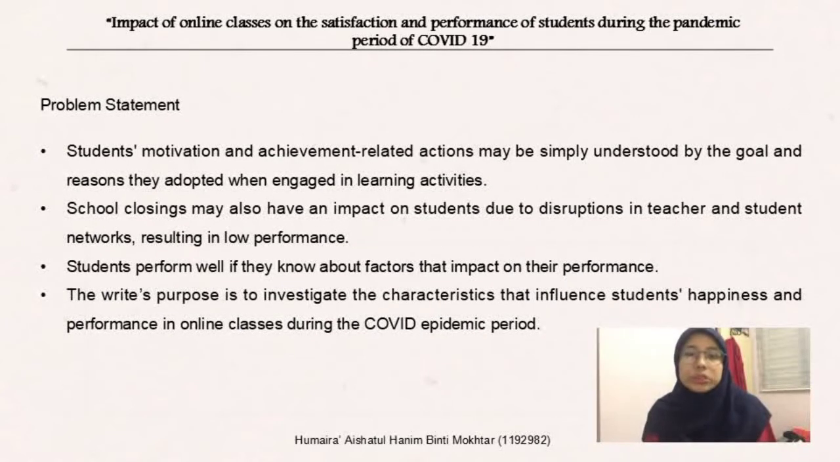According to this journal, the writer named Gopal developed a theoretical framework, which is the achievement goal theory, which was introduced in the late 1970s by 4 researchers named Carol Ames, Carol Dweck, Martin Maehr, and John Nicholls. It is widely utilized to explain student performance. According to this theory, students' motivation and achievement-related actions may be simply understood by the goals and reasons they adopt when engaged with learning activities.